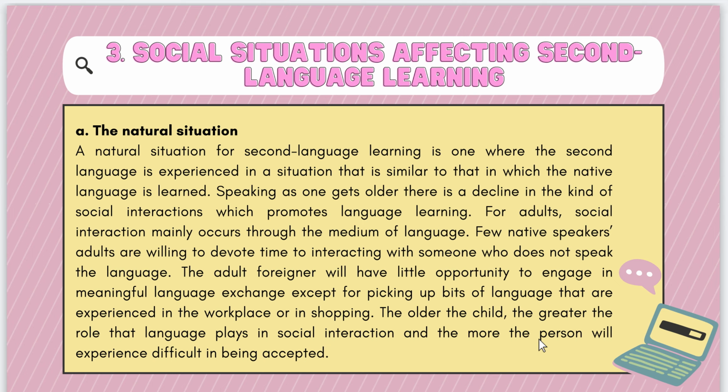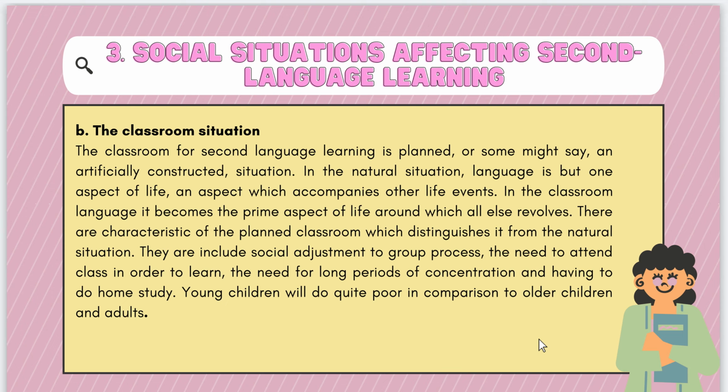The older the child, the greater the role that language plays in social interaction and the more the person will experience difficulty in being accepted. B. The classroom situation. The classroom for second language learning is plain, or some may say an artificially constructed situation. In the natural situation, language is but one aspect of life, an aspect which accompanies other life events. In the classroom, language becomes the prime aspect of life around which all else revolves. There are characteristics of the classroom which distinguish it from the natural situation. They include social adjustment to group process, the need to attend class in order to learn, the need for long periods of concentration, and having to do home study. Young children will do quite poorly in comparison to older children and adults.